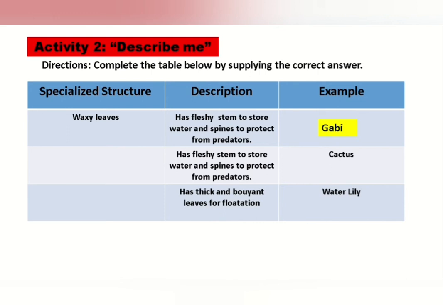Another one, number 2, it has fleshy stem to store water and spines to protect from predators. Example of that is the cactus. What do you think is the specialized structure? Okay, so fleshy stem and spines. Then we have the description has thick and buoyant leaves for flotation. Example, water lily. So what is the specialized structure? Okay, thick and buoyant leaves.